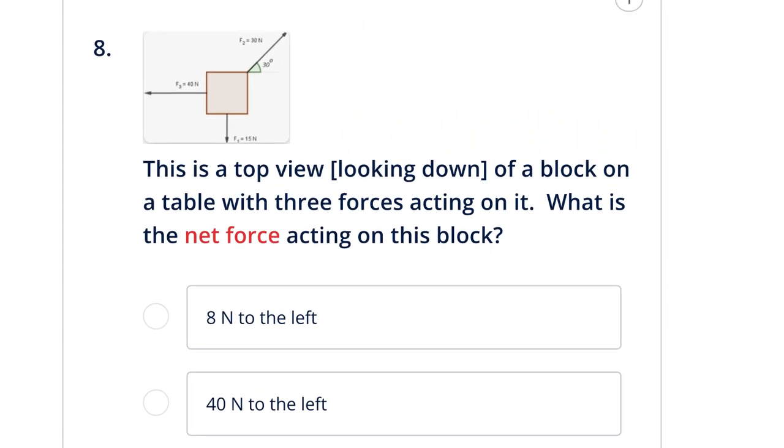What's the net force acting on this block? Okay, so let's draw... it's not necessarily 0. They don't necessarily balance out. So let's check out what's going on here. Let's draw XY. Okay, so we got 30 newtons at 30 degrees. We got 15 newtons pointing down, and you got 40 newtons over there.